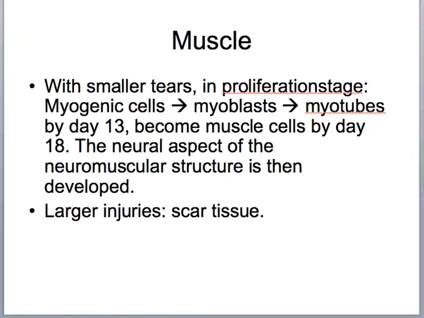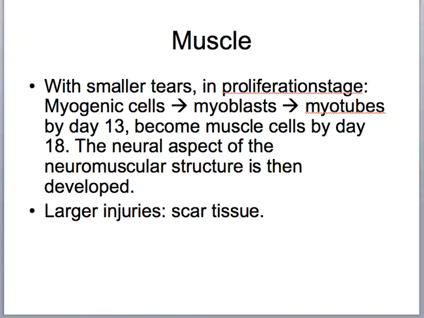Like I said, with small tears in the proliferation stage, we have myogenic cells, which will convert to myoblasts and which convert to myotubes by day 13 and become muscle cells by day 18. But this is in really small tears, and larger tears are going to lay down scar tissue.